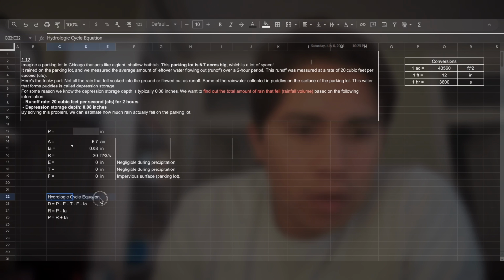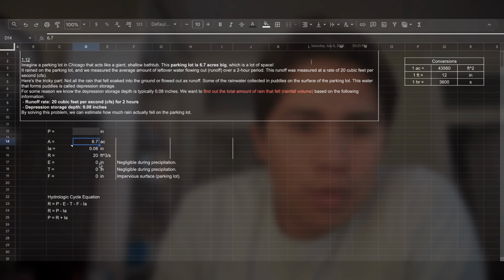We're going to use the hydrologic cycle equation, which is this one here, and we're going to have the values for each part of the equation. To solve, we're being asked for the precipitation, right? Find the amount of total rainfall. So it's going to be the precipitation. So solving, we are given the area is 6.7 acres, initial extraction 0.08 inches, runoff 20 cubic feet per second.